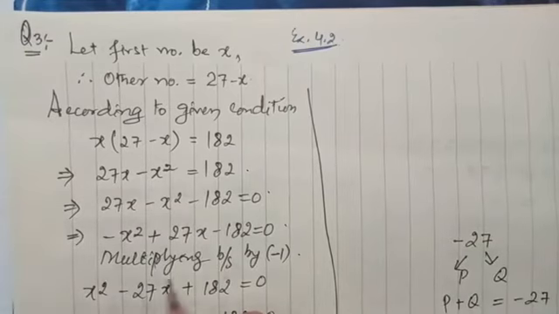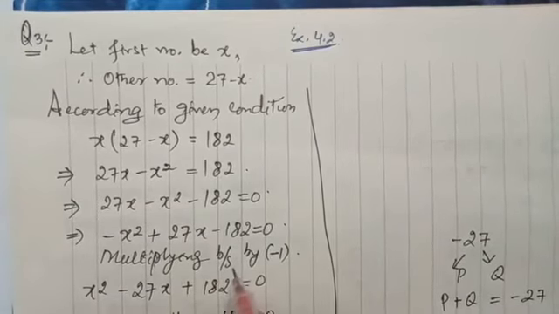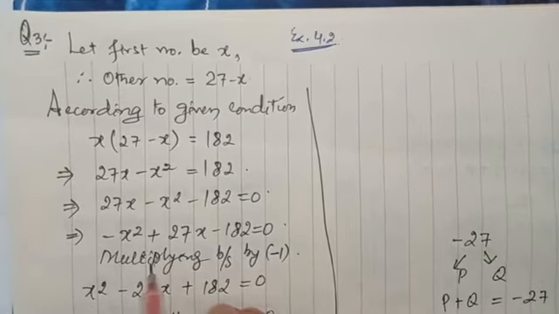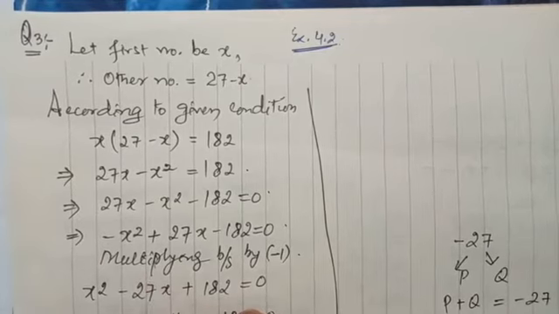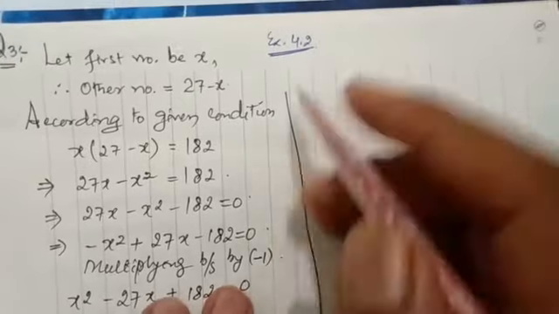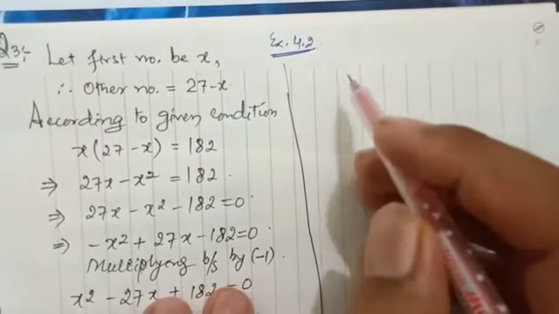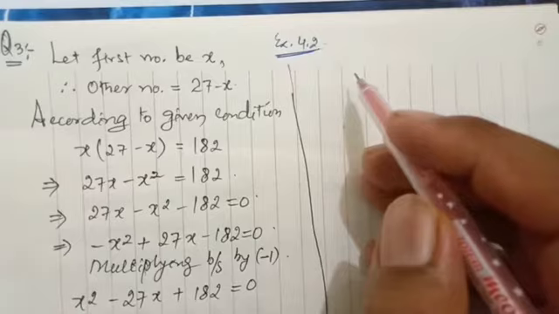In this video, we are going to solve question number 3 from exercise 4.2. It is: find two numbers whose sum is 27 and product is 182. It's very simple. We need to find the two numbers whose sum is 27.